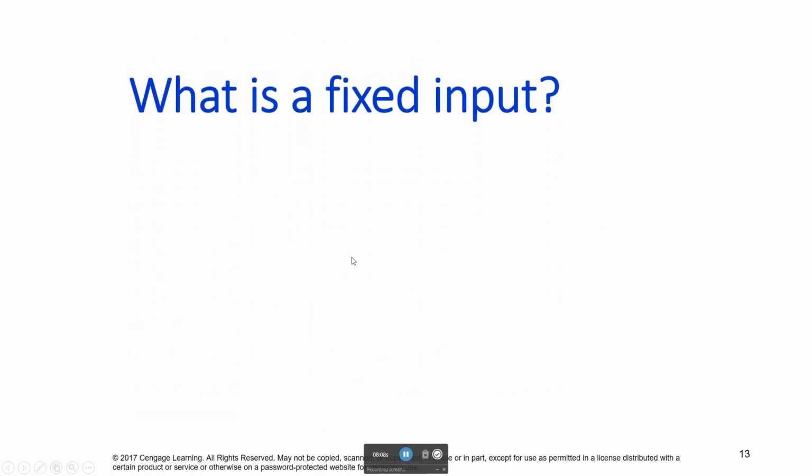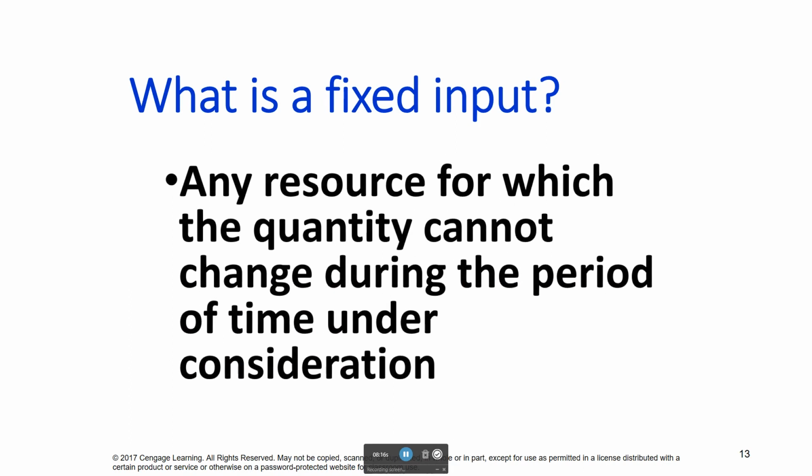Now, when a businessman operates, we're looking at his costs here. He has two types of inputs, fixed and variable. A fixed input is any resource for which the quantity cannot change during the period of time under consideration. So right now, or in the next month, I can't sell my factory. So my factory and all the capital goods in it would be a fixed input.